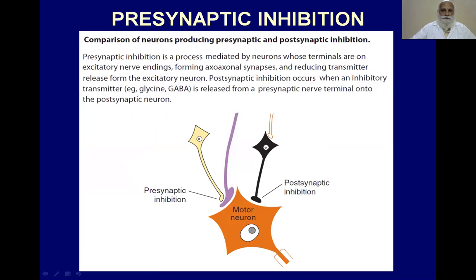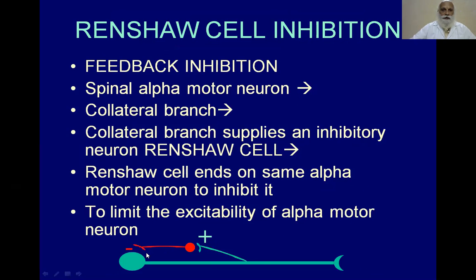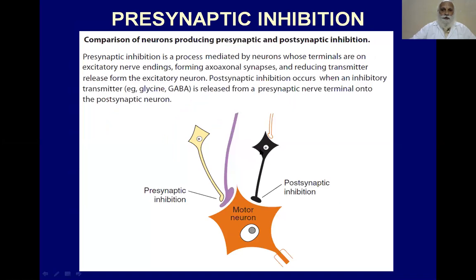Now, with a Renshaw cell-like inhibitory cell in between, you can produce a direct postsynaptic inhibition. This is the postsynaptic inhibition. Directly, this inhibitory neuron produces inhibition of the motor neuron.